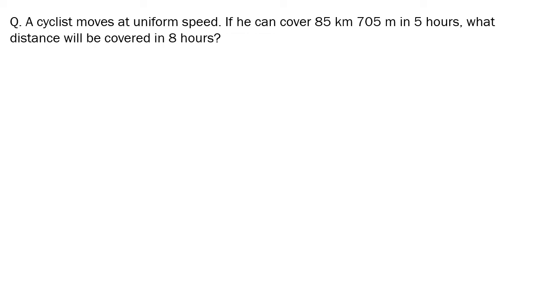Next question is, a cyclist moves at uniform speed. If he can cover 85 kilometers 705 meter in 5 hours, what distance will be covered in 8 hours? So it is given to us that the distance covered in 5 hours is 85 kilometers 705 meter. We have to find out the distance covered in 8 hours. So to get the distance covered in 8 hours, firstly we have to find out how much distance he covered in 1 hour. So for that we have to divide 85 kilometers 705 meter by 5.